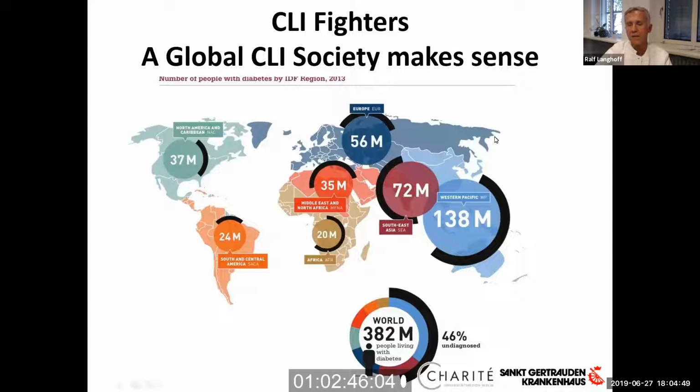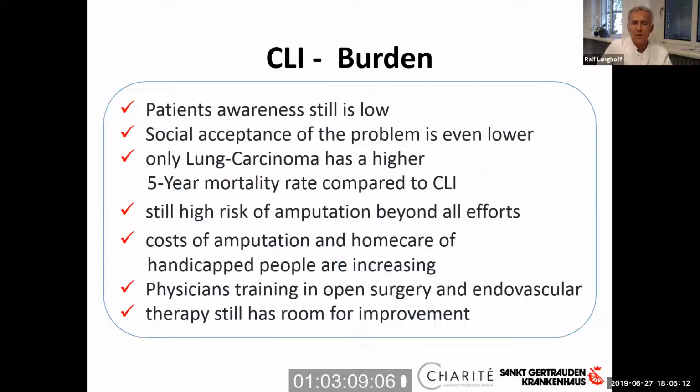If you look at the diabetic burden on this slide, you see that there is a huge number of diabetic patients, and a lot of those diabetic patients run into CLI situations if they are not taking good care of their general diabetic problem. So regarding the CLI burden, I think we have to face several problems. One problem is that patients' awareness is still very low. Patients mostly don't know anything about their CLI status. The social acceptance of this problem is even lower than the patients' awareness, because you can talk about your myocardial infarction, but most people don't talk about a gangrene or an ulceration on their foot.